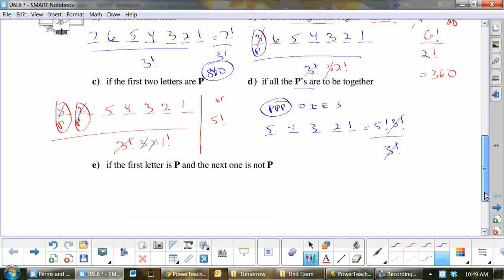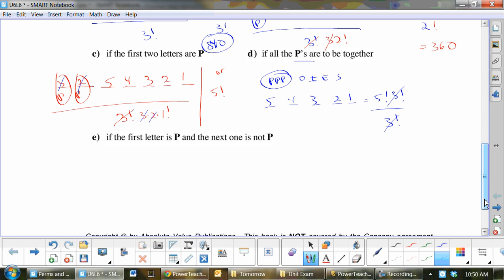Okay? What if the first letter is a P and the next one cannot be a P? Okay, fine. 1, 2, 3, 4, 5, 6, 7. The first letter has to be a P, and the other one cannot be a P. How many for the first one? 3. Second one? 4. Good. Third one? 5, 4, 3, 2, 1. And this is all divided by 3 factorial.